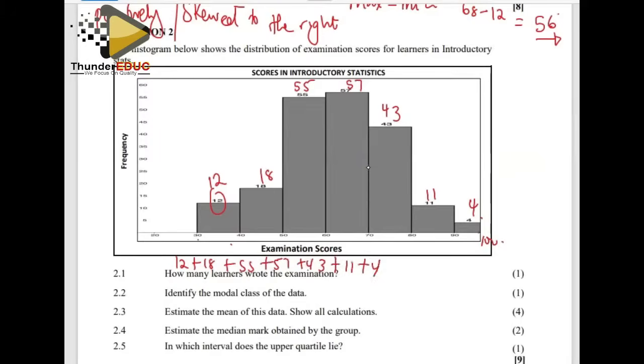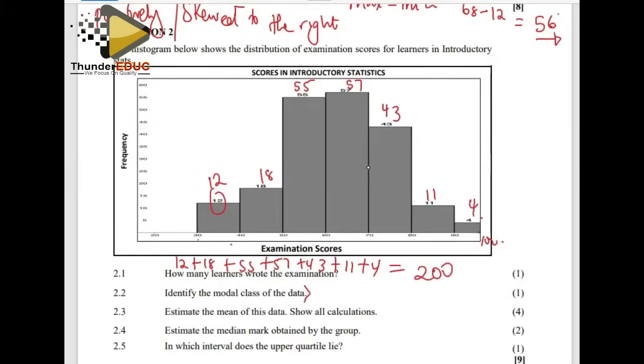Okay, so when I punch all this into my calculator, let's see, 12 and 18 is 30, plus 55 is going to be 85, plus 57, which is 142, plus 43 is 185, plus 11, and then plus 4, which gives us 200 learners, okay? Then identify the modal class.